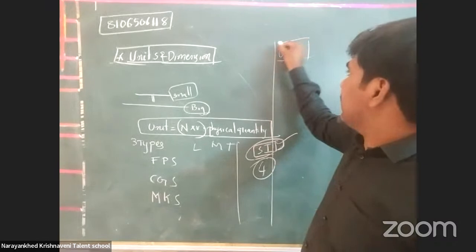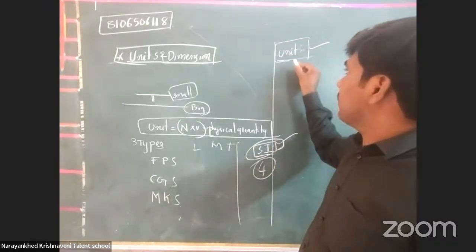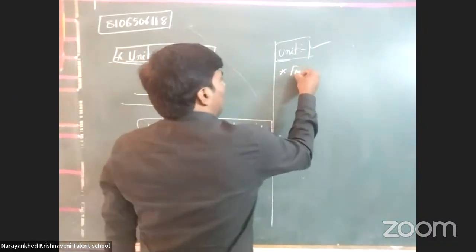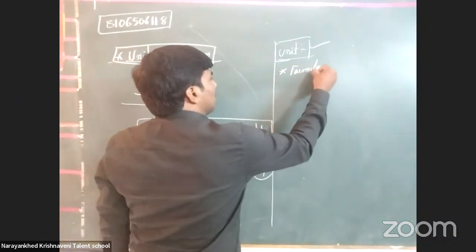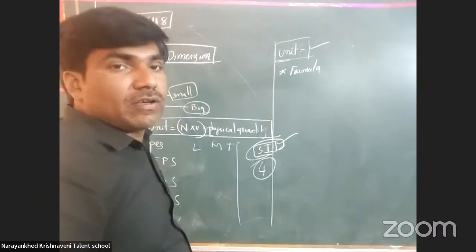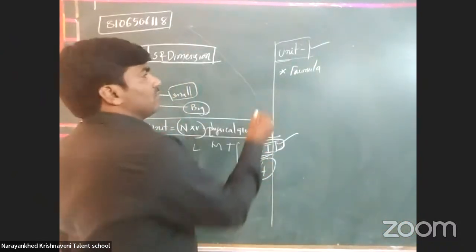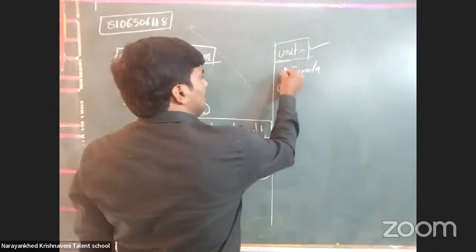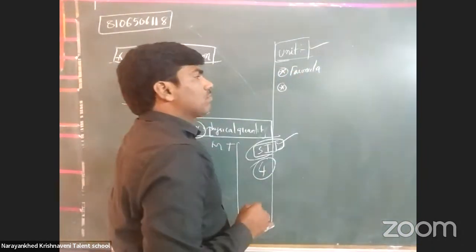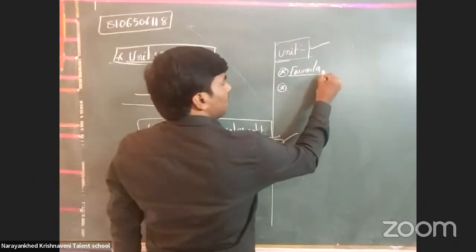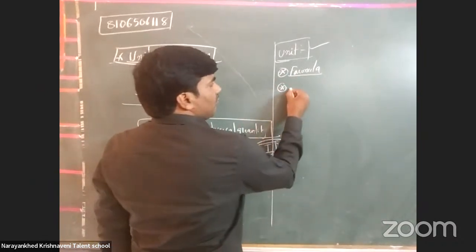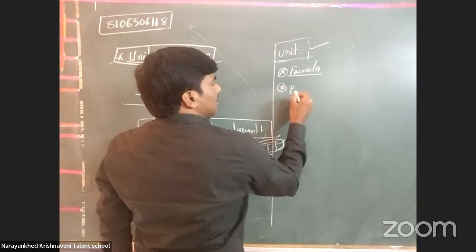For finding the unit of any physical quantity, we require three steps. First, we have to know the formula for the physical quantity. Got it? And next, after this, we have one more thing that we require, and afterwards the physical quantity.